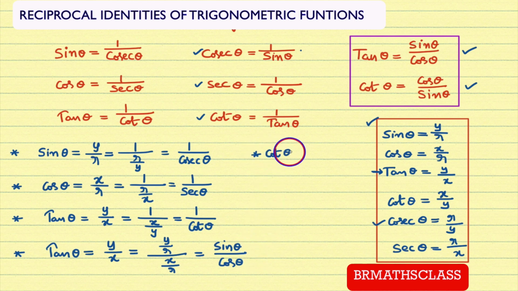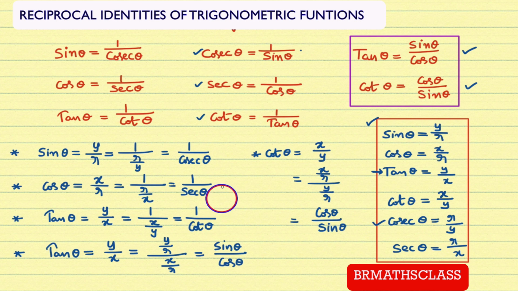Now, cot theta. Cot theta is cos theta divided by sin theta. I am going to prove this result now. As per the definition, cot theta is x by y. This can be written as x by r whole divided by y by r. X by r is cos theta, divided by y by r. Y by r is sin theta.